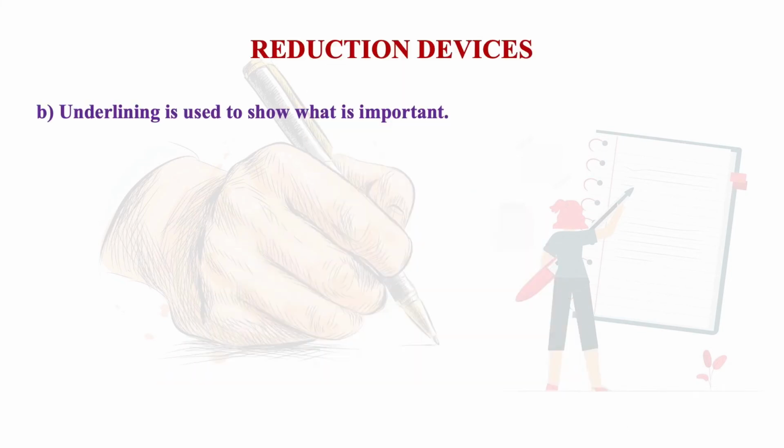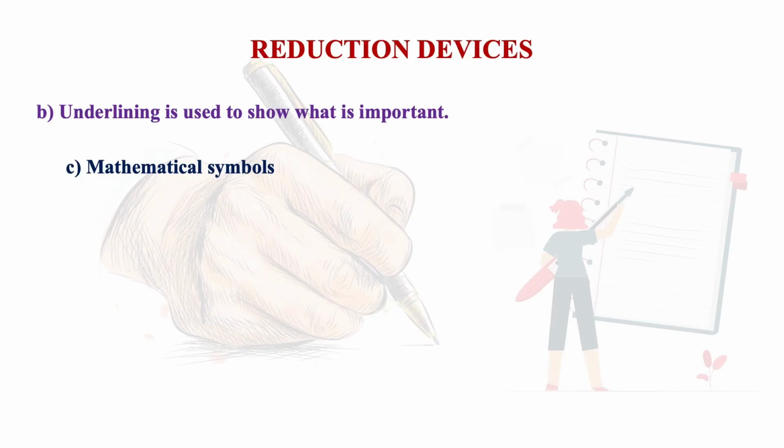Okay, so there is another pointer, which is underlining, used to show what is important. So you can underline the most important element of the passage. Then there are mathematical symbols also which are used. So let me acquaint you with mathematical symbols, because these are the symbols which are frequently used by those who make use of notes.